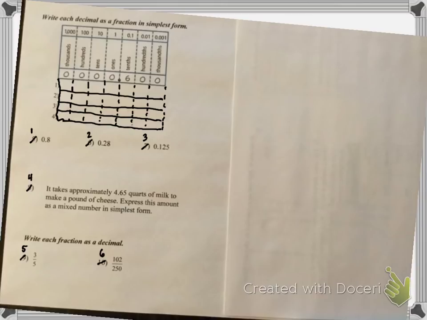Okay, so the first number looks like this. Remember, here is the decimal point, so there'd be a decimal point right there. If you notice, there's only a number and it's in the tenths column. So I would say this is 8 tenths, and I would simplify by a factor of 2 since they're both even, and that gives me 4 fifths, and I cannot simplify that anymore. That's as simple as the problem is.